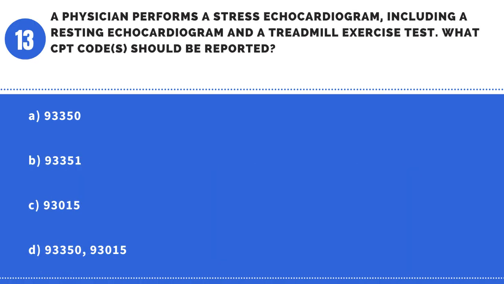Question 13. A physician performs a stress echocardiogram, including a resting echocardiogram and a treadmill exercise test. What CPT code should be reported? A. 93350. B. 93351. C. 93015. D. 93350, 93015.